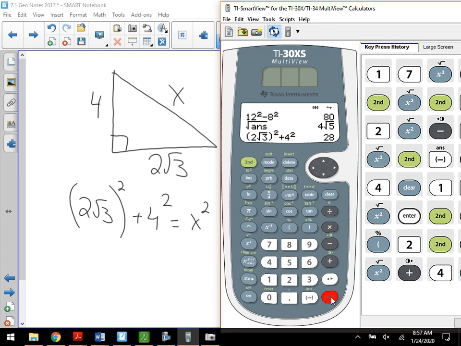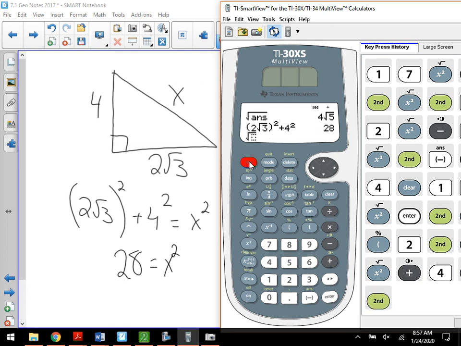Okay. So now I know that 28 is x squared, which means now what do I do to solve for x? Square root it. So now I go back and do the same idea. Second square root of my answer, 2 root 7.